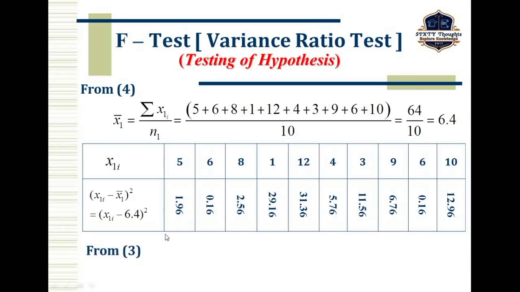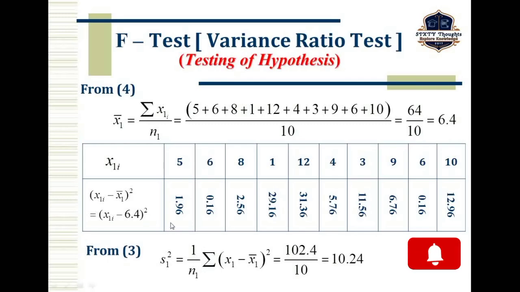What is s1 square? From equation 3 it can be written as s1 square equal to 1 by n1 into sum of (x1 minus x1 bar) whole square. We know the (x1 minus x1 bar) whole square values, and the summation means we add all these values. Adding them we get 102.4, and n1 value is 10. Using a calculator, we get the final answer 10.24. This is s1 square.